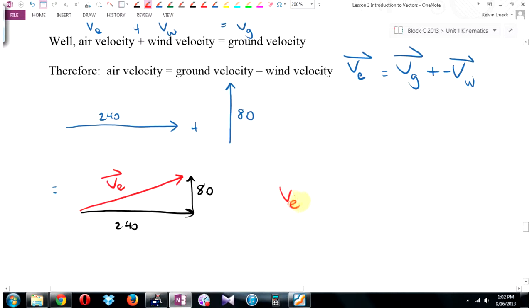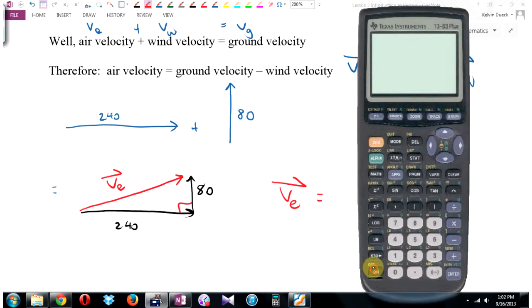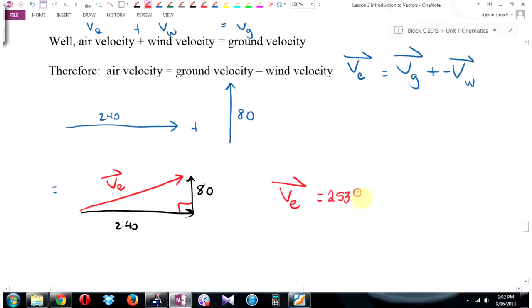Can you do the Pythagoras? What's the magnitude of the engine's velocity? Because it is a lovely right angle. What's the magnitude? Not that I don't trust Michael, but I don't trust Michael. Okay. 240 squared plus 80 squared equals 253. I agree with Michael. Meters. Is it meters per second or was it kilometers per hour? Meters per second.